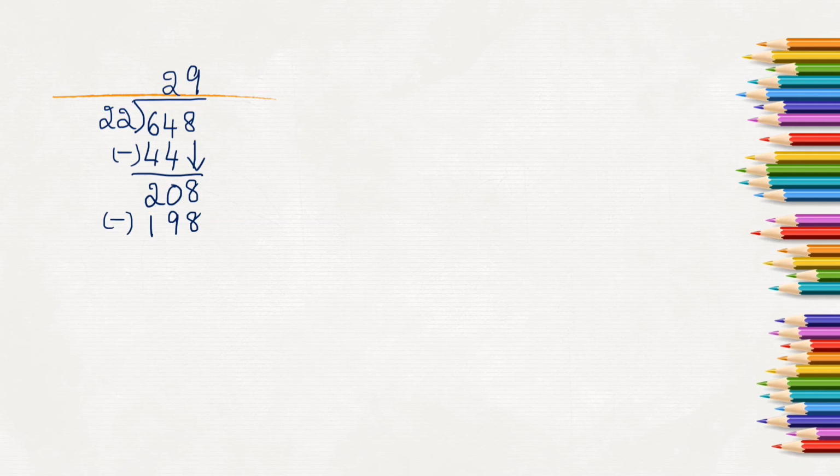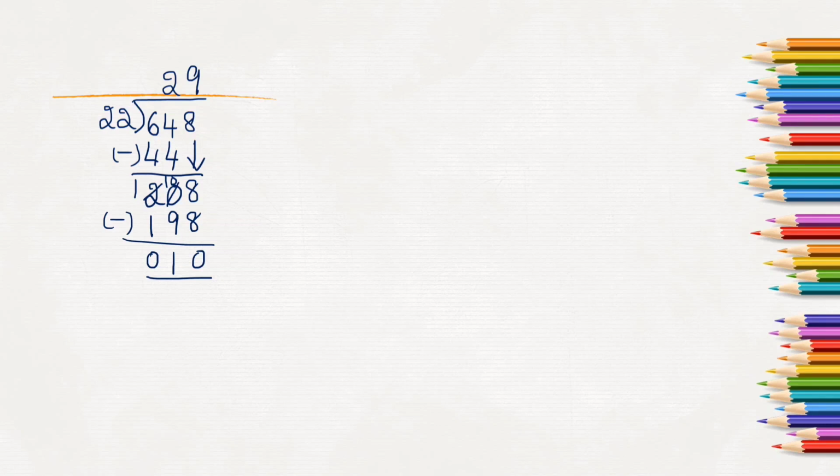198. Now 8 minus 8, 0. And then we borrow 1, as from 0 we cannot take away 9. We'll borrow 1 from 2. So here 2 becomes 1 and 0 becomes 10. 10 minus 9 will be 1 and 1 minus 1 will be 0. So we are left with the remainder 10 and the quotient as 29.